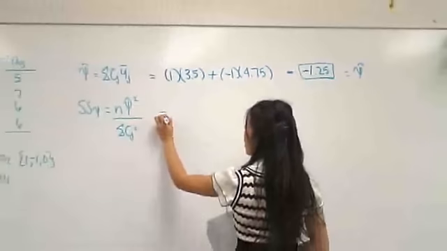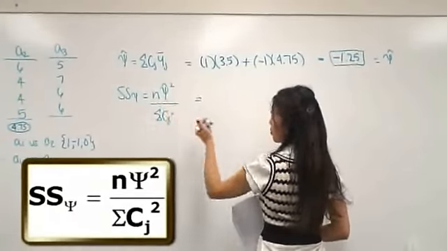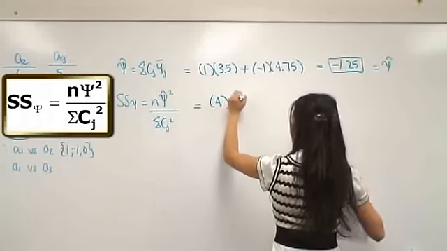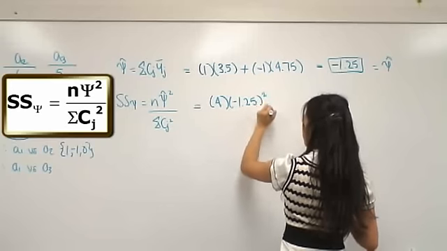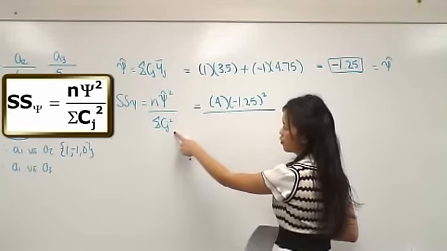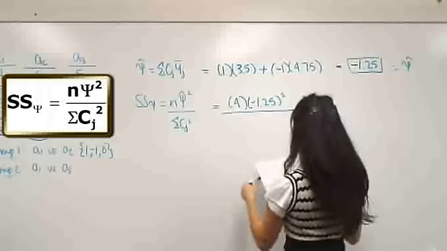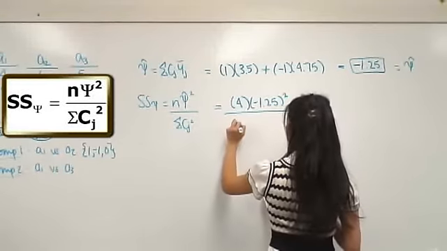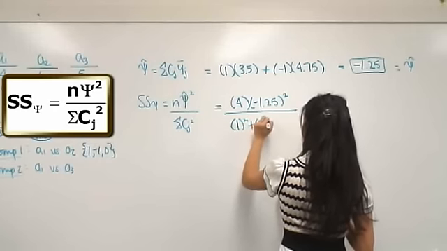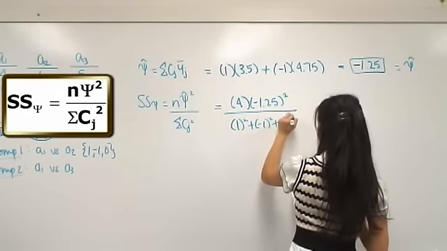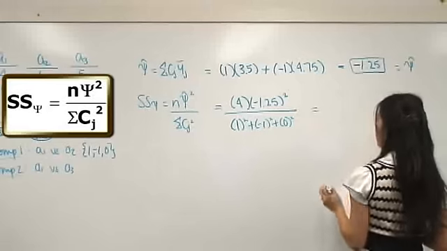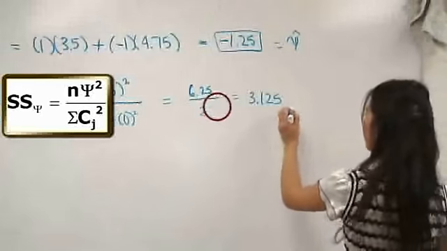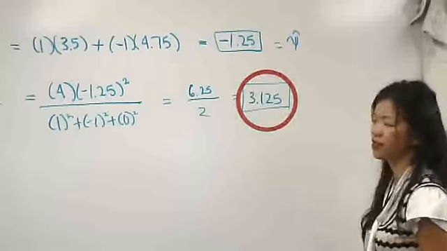So here, N is the number of subjects per group, so I've got 4. Psi is from here, so it's -1.25 squared, divided by the sum of all my coefficients squared. My coefficients, remember, are 1, -1, and 0. So I'm going to have 1 squared plus -1 squared plus 0 squared. And I get a number of 3.125. So I have a sum of squares for just this comparison of 3.125.